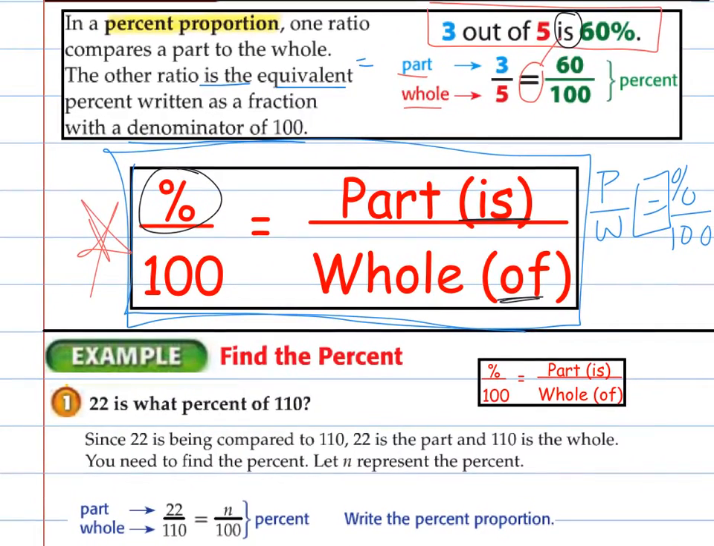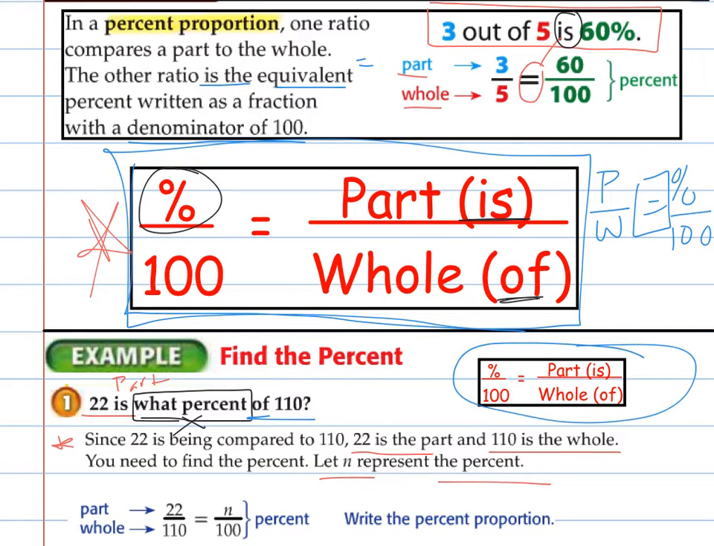So finding the percent. It's very important that we are able to write down what we read. So here I see 22 is, remembering that my part is. 22 is what percent? When there's a what, that generally means that we don't know that, and that's what our variable is. And then we see of 110. So here it says, since 22 is being compared to 110, 22 is the part, 110 is the whole. What you need to find is the percent. So we let a variable represent what we don't know.